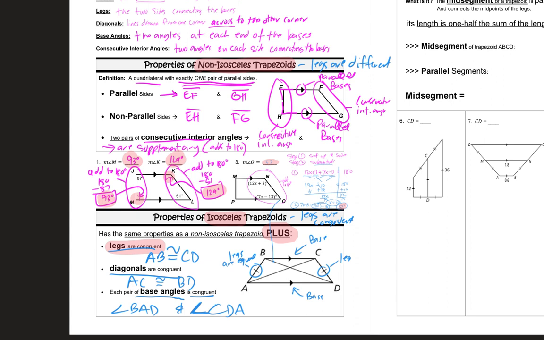So let's go ahead and get right into our next part of the practice. So that's the main difference. Non-isosceles, the legs are different. Isosceles, the legs are the same. Because they're the same, diagonals are congruent and base angles are congruent. Otherwise, they're not.